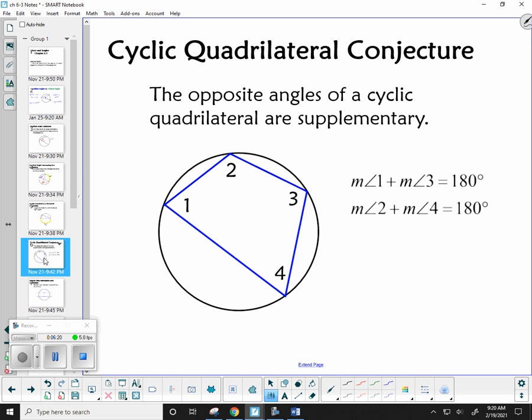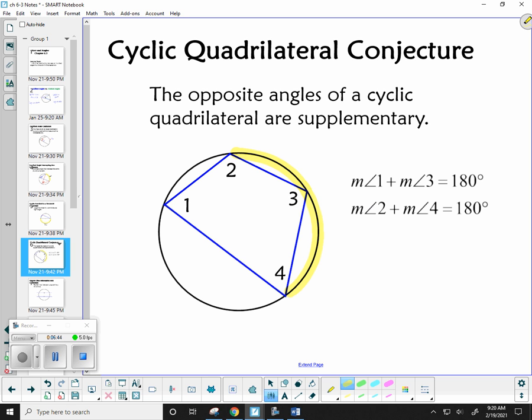So let's think about why this is. We're going to focus on angles 1 and 3. We can do it for angles 2 and 4, but we're just going to focus on 1 and 3. So I'm going to look at angle 1. If I follow the legs of angle 1, it opens up to this arc, right? Angle 1 is an inscribed angle. So whatever that arc is, angle 1 has to be half of it, right?